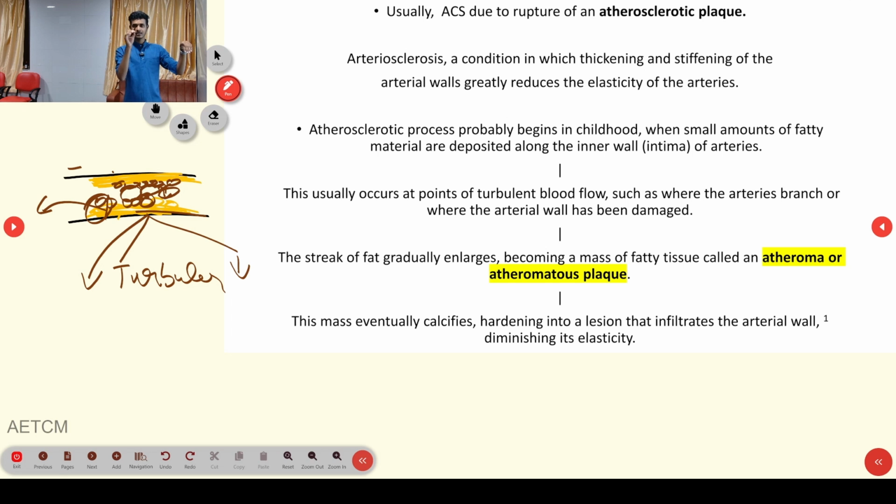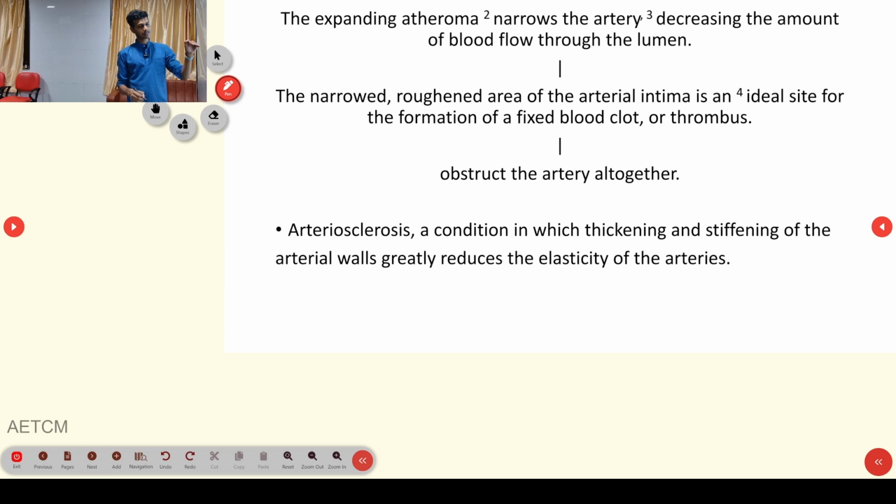It will obstruct the inner lumen. At the same time it will create turbulent blood flow. Third, it is the major risk factor for thrombus formation. So that is the pathophysiology. In the end, we can understand atherosclerosis as a condition with thickening and stiffening of the arterial wall that greatly reduces the elasticity of the arteries.